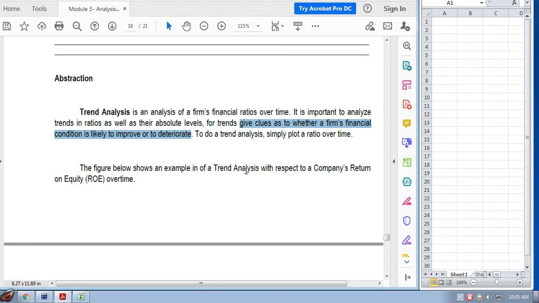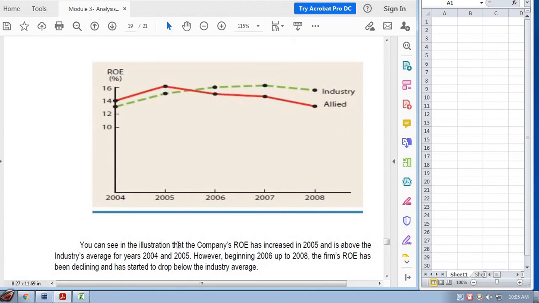Okay, so to do a trend analysis, simply plot a ratio over time. Or if there is no ratio given, compute the ratio. We know how to compute the ratio based on lesson 2. So if no ratio is given, you need to compute for the ratio and then plot that in a graph. You can graph or chart it and then do the comparison and analysis, okay? So for example, in the figure here, the ratio is return on equity, which we discussed in lesson 2, in which the formula is net income over average total stockholders' equity or total equity.